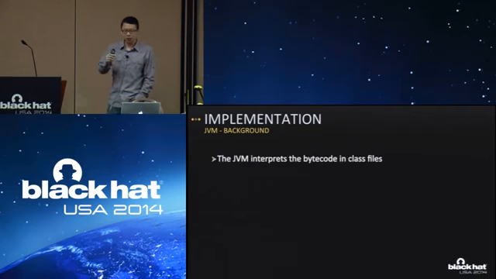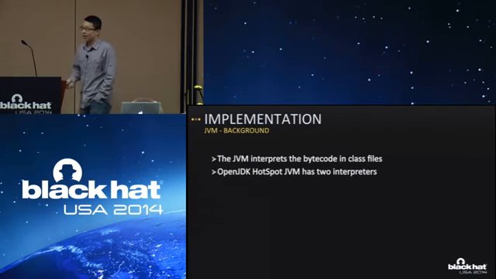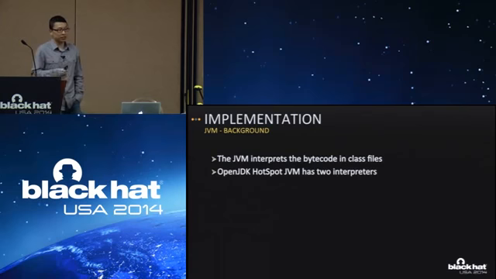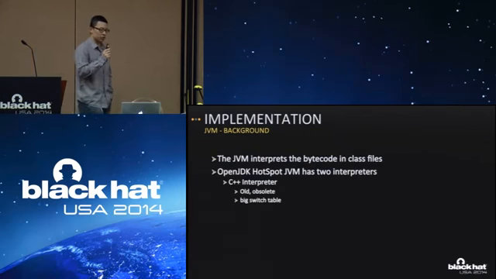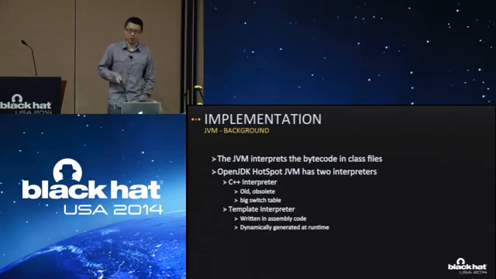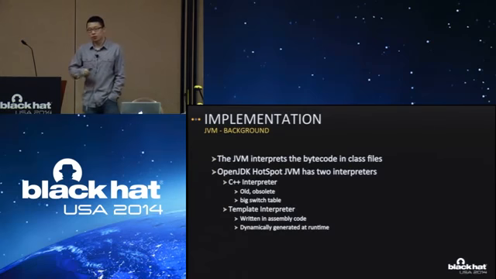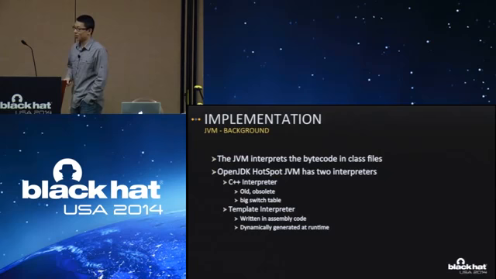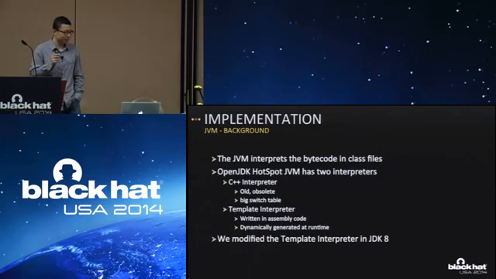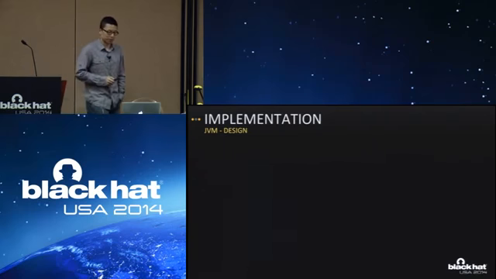The JVM interprets Java bytecode in the class files, and the one we modified is the OpenJDK's JVM. It has two interpreters, one called C++ and one called template. The template one is the one being used, and it's written entirely in assembly code. The one we modified is OpenJDK 8's JVM, so it basically runs Java 8.